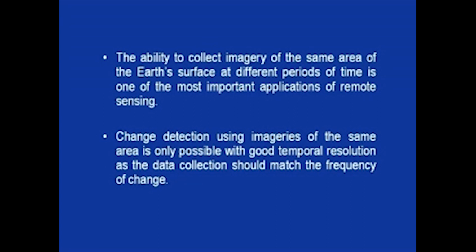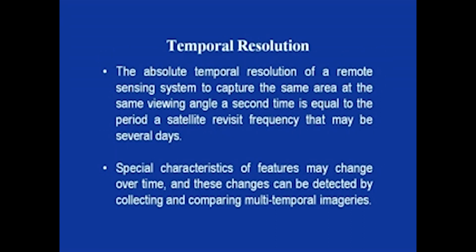Change detection using imageries of the same area is only possible with good temporal resolution, as the data collection should match the frequency of change. The absolute temporal resolution of a remote sensing system to capture the same area at the same viewing angle a second time is equal to the satellite's revisit period, which may be several days. Spectral characteristics of features may change over time, and these changes can be detected by collecting and comparing multi-temporal imageries.